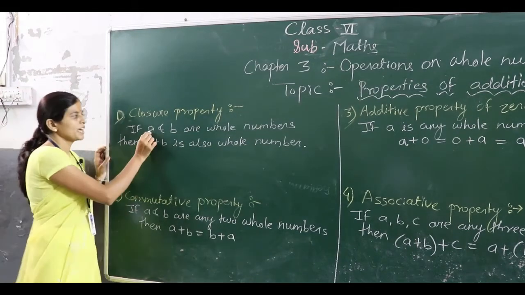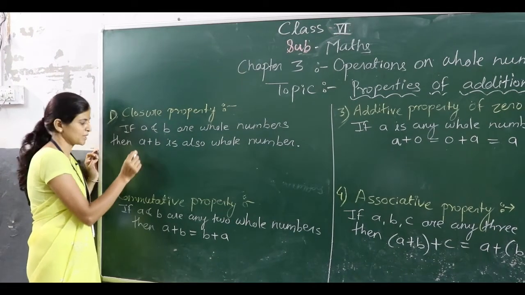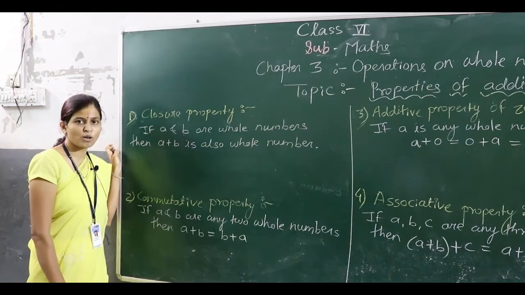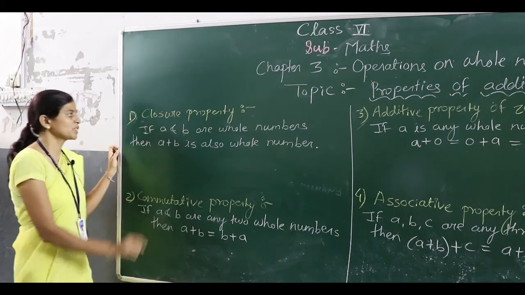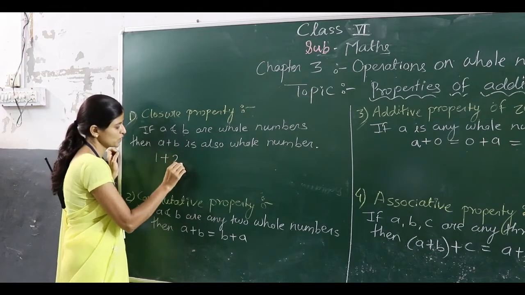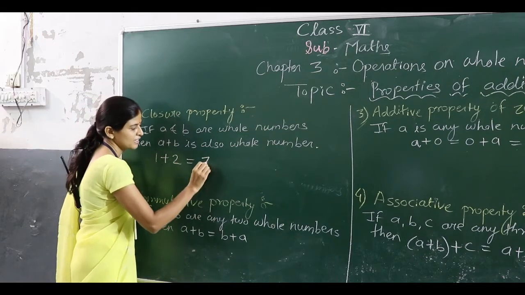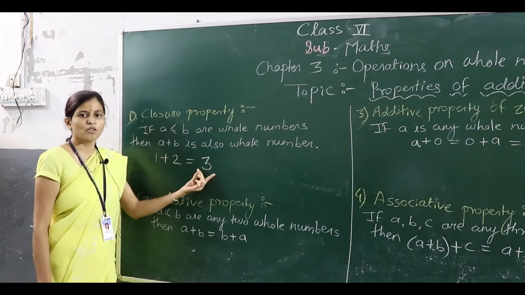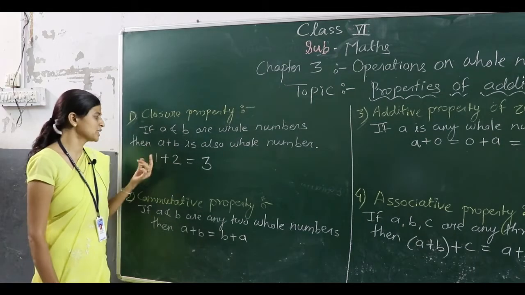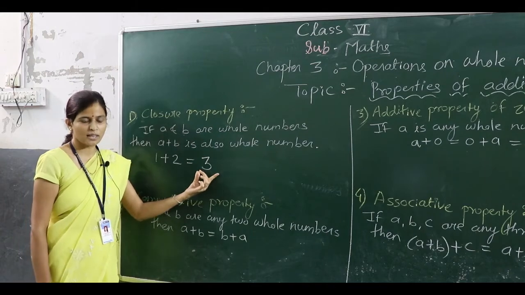Suppose A and B are the two numbers that we add, so the sum is also a whole number. I already told you that whole numbers start from 0 to infinity. Suppose we take two whole numbers, the first is 1 and the second is 2. Suppose A equal to 1 and B equal to 2. We get the answer 3, which is again a whole number. This property is called closure property. It means when we add two whole numbers, we get a whole number again.